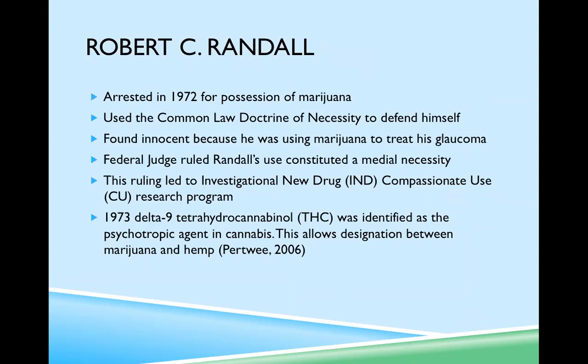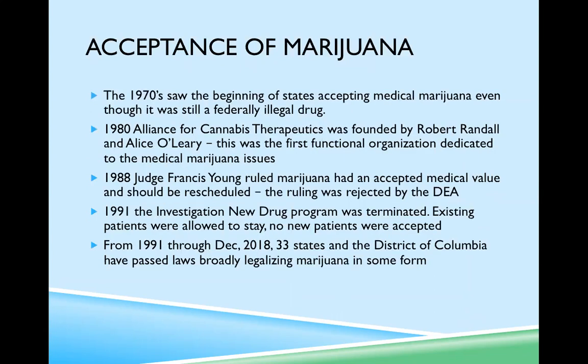In 1973, delta-9 tetrahydrocannabinol, THC, was identified as the psychotropic agent in cannabis. This is significant because this allows the designation between marijuana and hemp. This will become important later because the concentration of THC will be used to define the difference. 0.3% or less is defined as hemp. Above that designation will be considered marijuana. The 1970s saw the beginning of states accepting medical marijuana even though it was still a federally illegal drug.